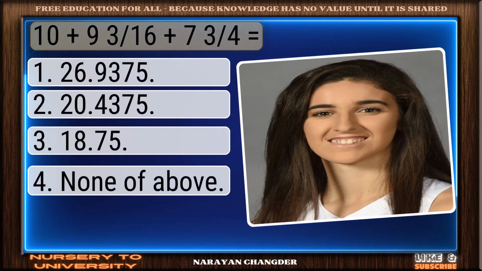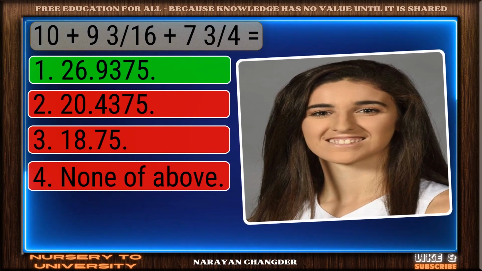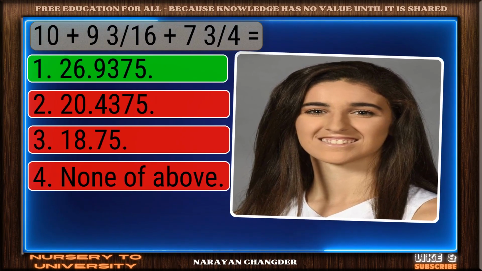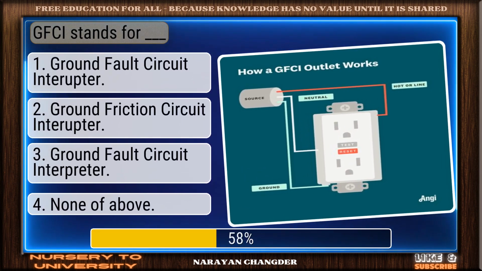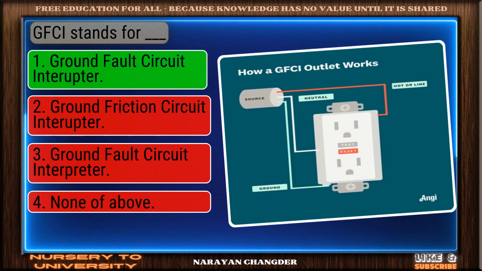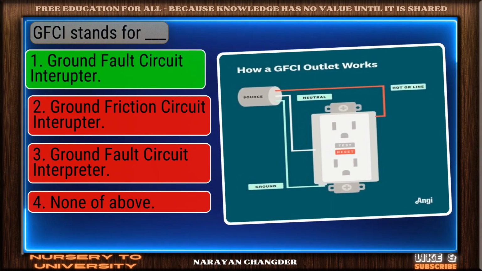10 plus 9, 30, 16 plus 734 equal to. Well picked. 269375 is the correct answer. GFCI stands for dash. Good thinking. Ground fault circuit interrupter is the right answer.